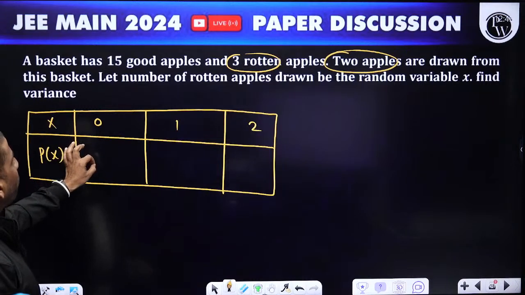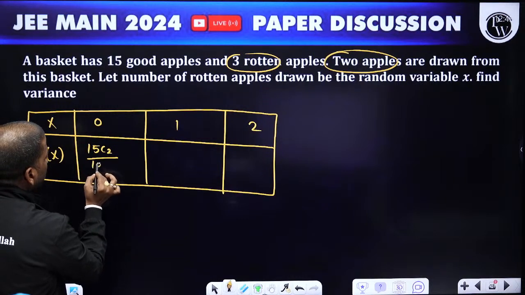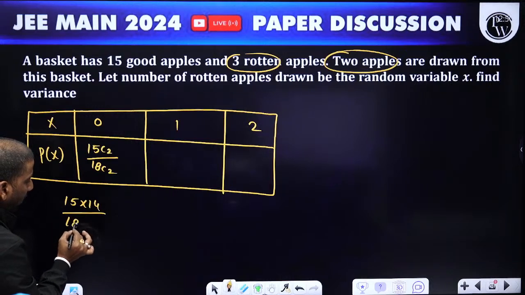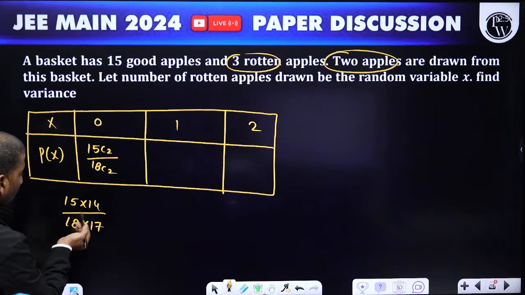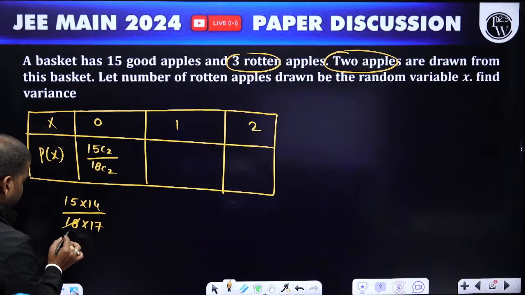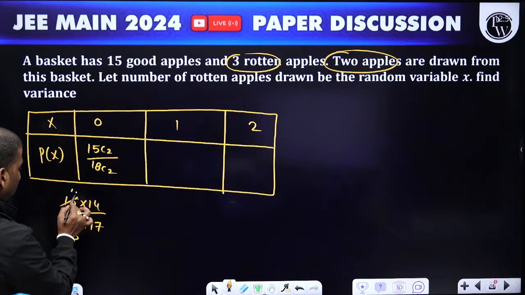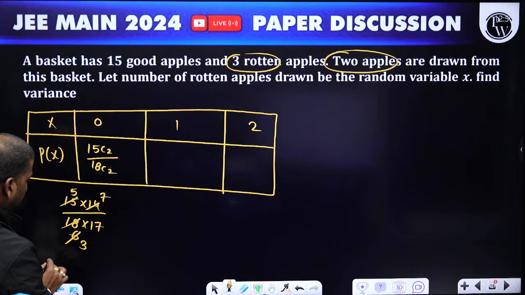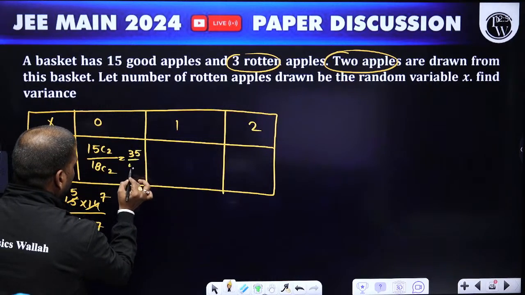So for 0, all are good apples, 15C2 by 18C2. So what is 15C2? 15 times 14 by 18 times 17. So then what we can write? We can cancel out 3. 3 times 6, 3, 5 here. So 2, 3, 7. That's all. Yes. This is 35 by 51.